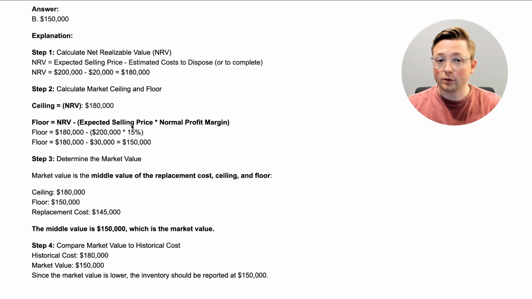And then with the market floor, the market ceiling, and the replacement cost, you determine which one of those is in the middle. Whichever one is in the middle is the market cost or the market value, and you compare that to the historical cost, and that will let you know what the carrying amount of the inventory is. Again, it's not too difficult. We're going to do another question to kind of help that sink in. So let's go ahead and go to question 4.